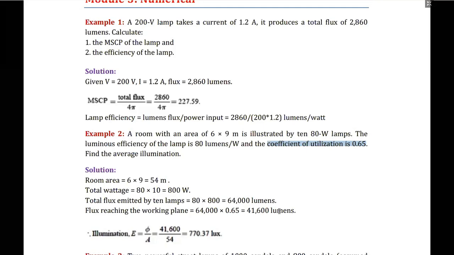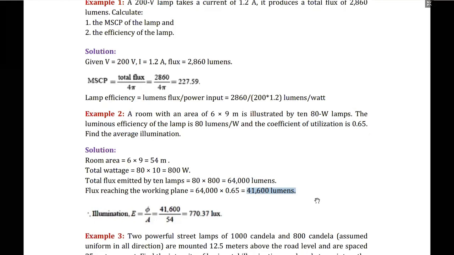So the flux reaching to the working plane is 64,000 lumens into the coefficient of utilization, that is 0.65. So you will get the value of the flux which is available at the working plane, that is equal to 41,600. So illumination is what? You have to find out the average illumination. Illumination is the flux divided by the area. So it is 41,600 divided by the area, which is 54 meter square. So you will get the value of illumination.